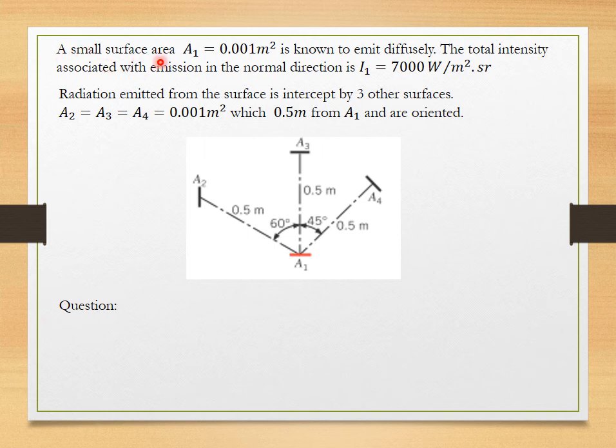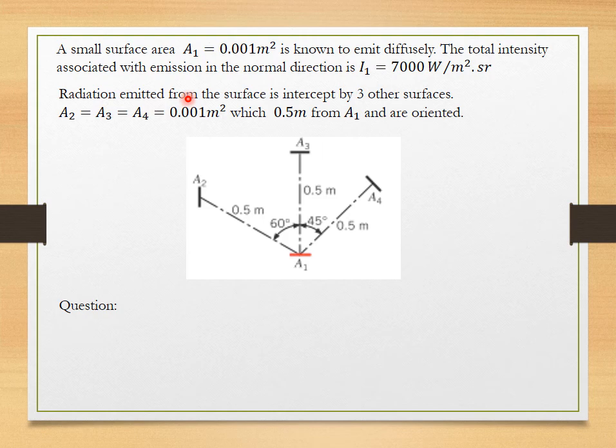A small surface area A1 equal to 0.001 meter square is known to emit diffusely. The total intensity associated with emission in the normal direction is 7,000 watt per meter square steradian. So bear in mind, if we mention the steradian, it means that it has a dedicated direction.